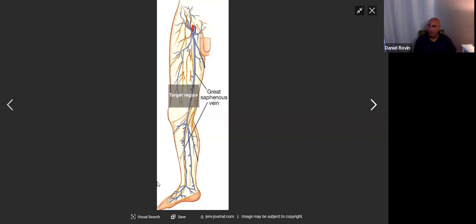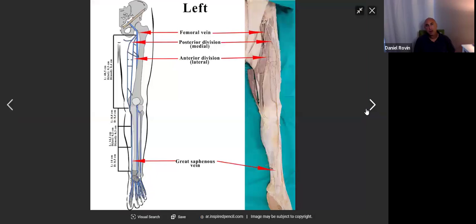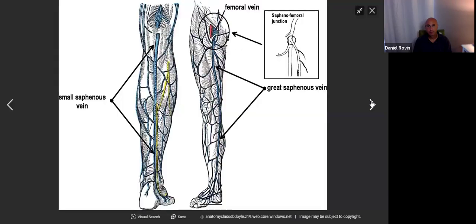The great saphenous vein. Now, please remember, blood is not coming from this vein to the body. Blood from the body is going through this vein and back toward the heart. Back to the heart. There is a small saphenous vein, but there's also a great saphenous vein. Extra veins.